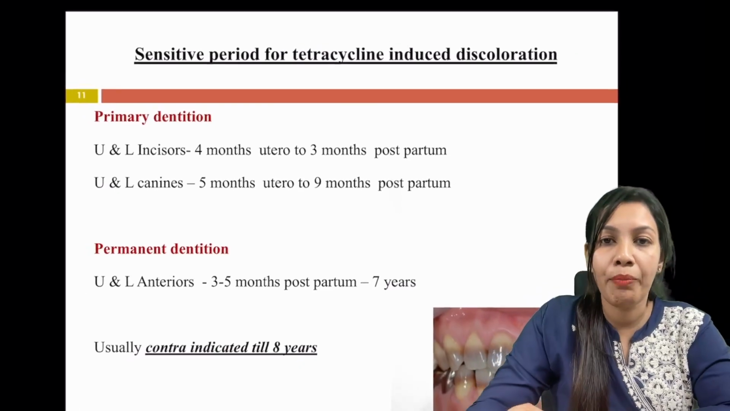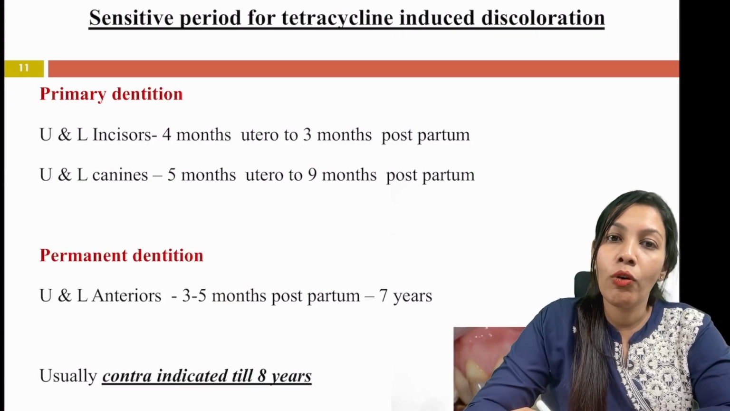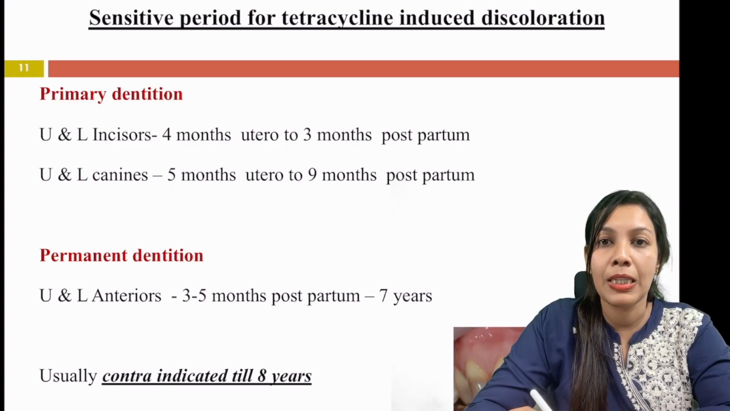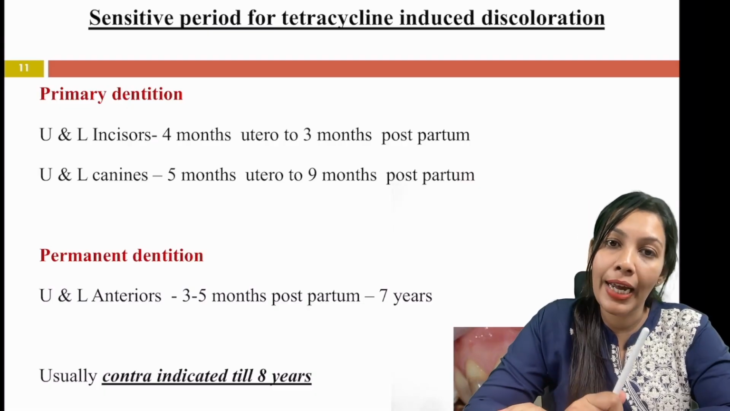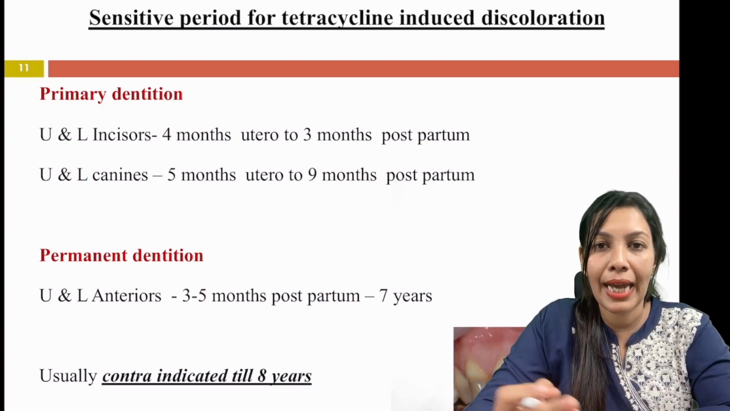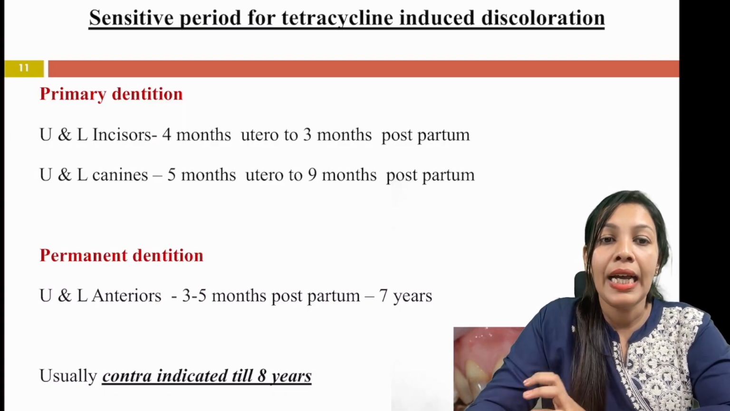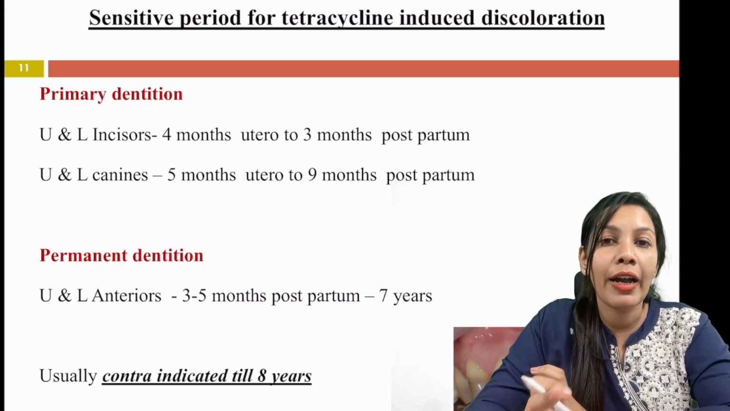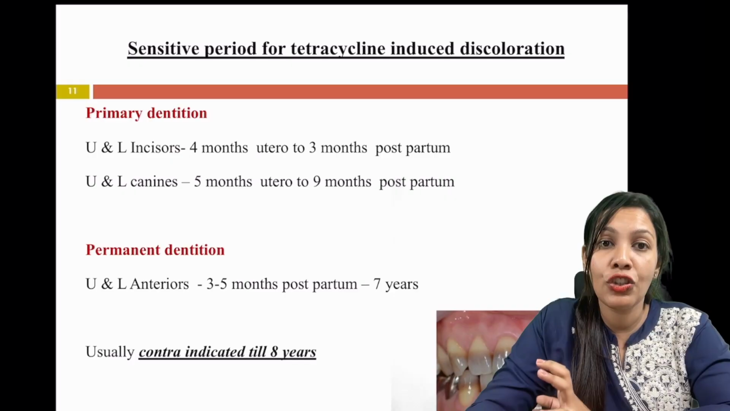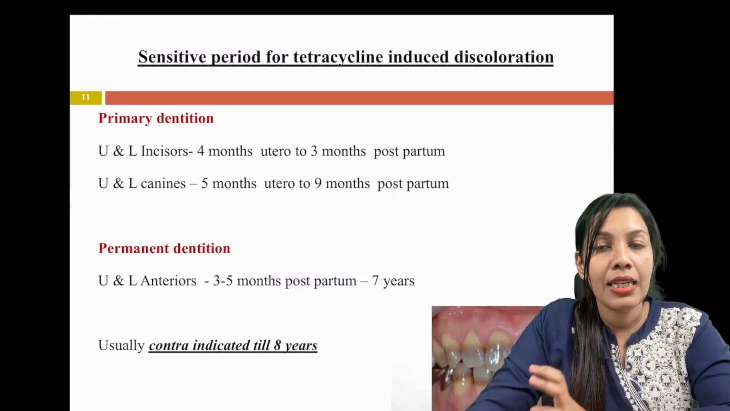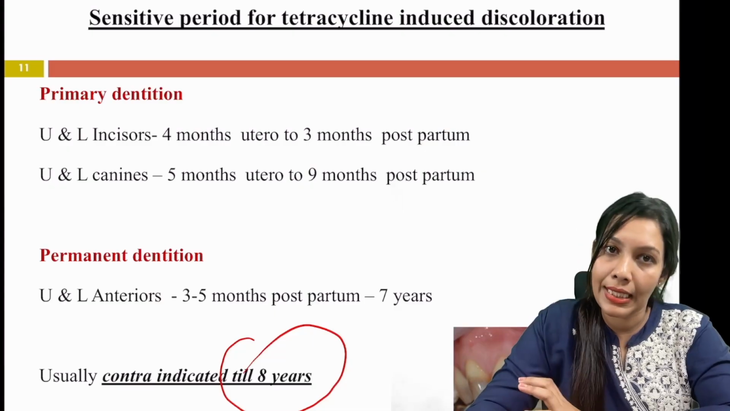This slide is very important. For primary dentition, for upper and lower incisors, 4 months in utero to 3 months postpartum is the sensitive period. For upper and lower canines, it is 5 to 9 months. Just a slight change for the upper and lower incisors. For permanent teeth, it is the upper and lower anteriors, from 3 to 5 months to 7 years. So that is the time period where the tooth is very much sensitive. Usually, tetracycline is contraindicated till 8 years. That is the total number that you need to know, that is till 8 years.